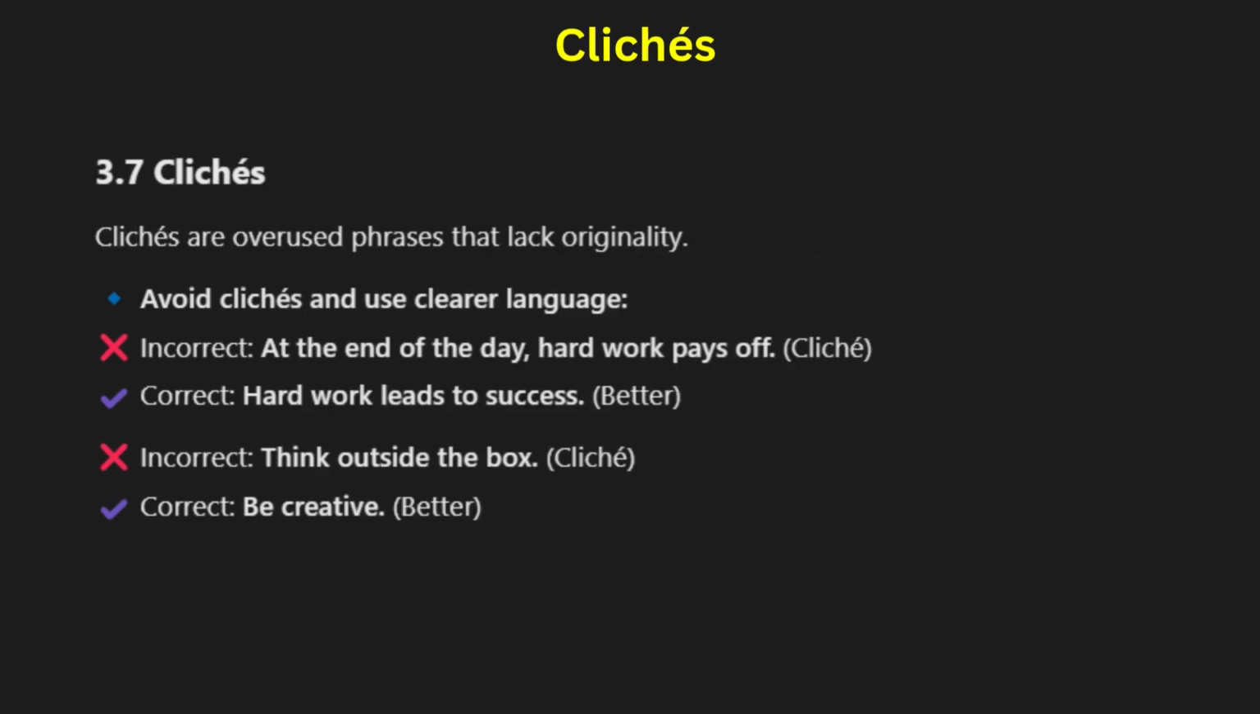Clichés. A cliché is an overused phrase that lacks originality. Examples include, you can say, "as easy as pie", "think outside the box", "the calm before the storm". While these phrases may be common, they weaken the writing by making it sound unoriginal.